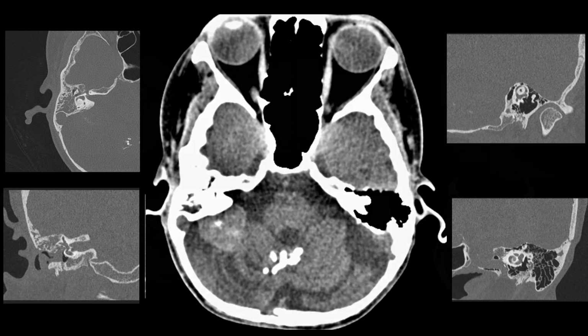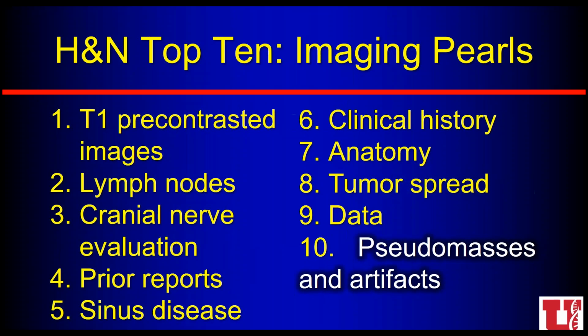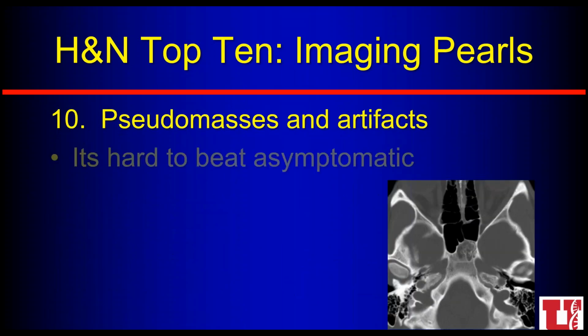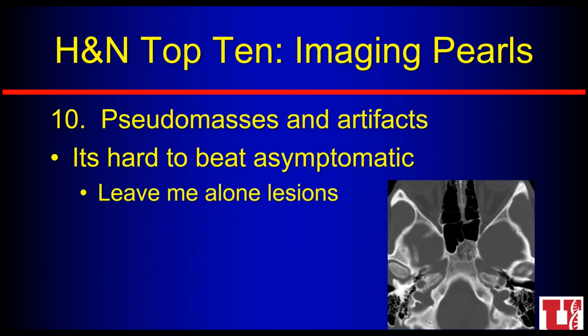So just to skip ahead and finish up, the last thing to remember here is pseudomasses and artifacts. We want to remember that pseudomasses and artifacts are also very important. And we want to remember that it's hard to beat asymptomatic. I can't make that patient more asymptomatic than they already are from a lesion that we're looking at. So the importance of leave-me-alone lesions is very important.